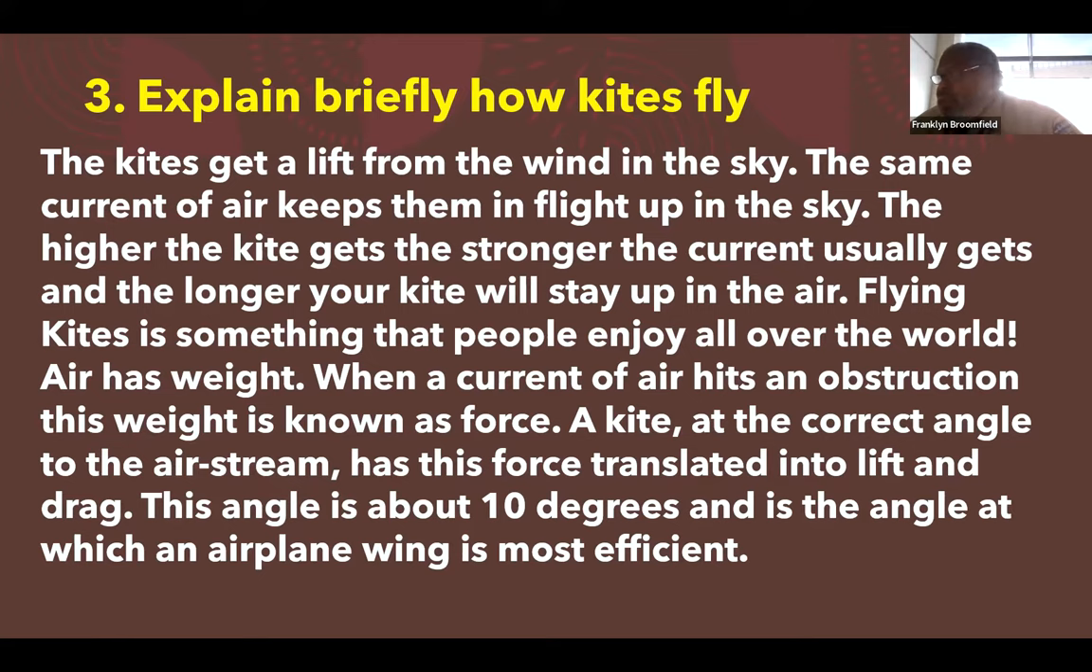I think the answer to the question is, explain briefly how kites fly. So kites need four things to fly. They need lift, number one. They need weight, number two. I'll explain that later. And three, they need thrust. And four, they need drag.